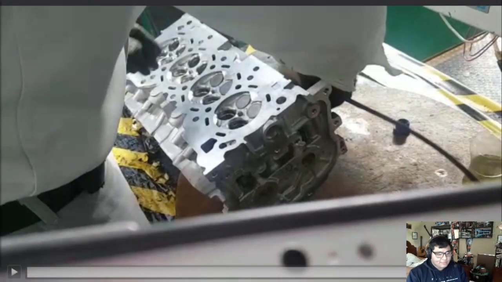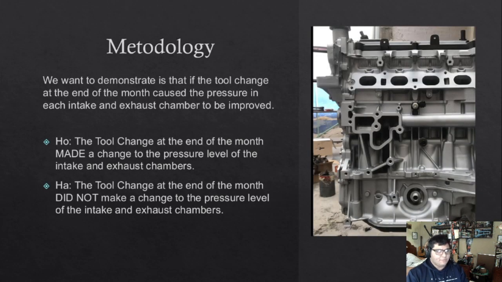Next is the time to start with the methodology of the project. As we mentioned earlier, what we want to demonstrate is whether the tool change at the end of the month causes the pressure in each intake and exhaust chamber to change. So H0 is the tool change at the end of the month made a change to the pressure level of the intake and exhaust chambers, and HA is the tool change at the end of the month did not make a change to the pressure level of the intake and exhaust chambers.